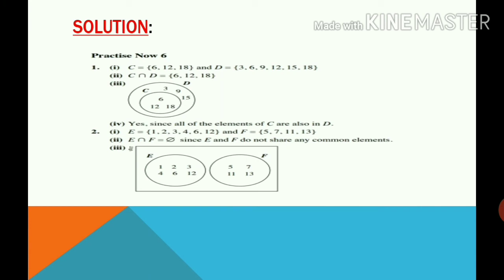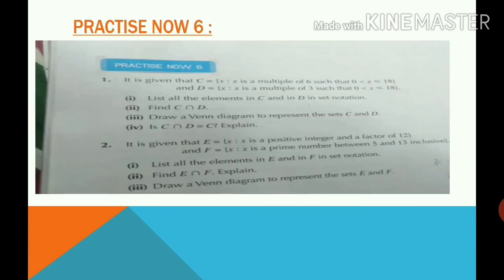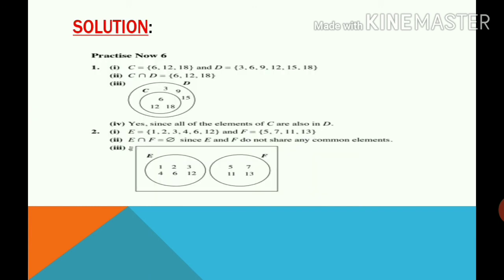I hope that the first part is clear to you. Now let's come to the second part. Second part is find E intersection F. Students, intersection means that you have to write down the common elements. You have to write down those elements which are present in both sets. Here you can see the elements of E and F. But you can see that there is not a single element which is common in E and F. There is no element which is common, so it means that E intersection F is empty because there is nothing to write. So you will write down empty set because E and F do not share any common elements.